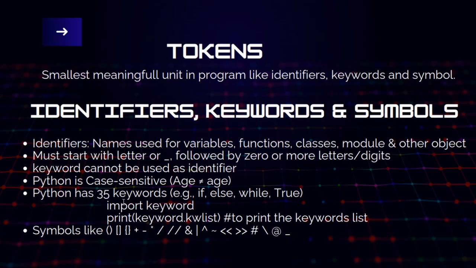Python has 35 reserved keywords, for example, if, else, while, True, False, and many others. To see the keywords list, first we have to import the keyword module and then print keyword.kwlist. Symbols used in Python: there are many symbols like simple brackets, square brackets, curly braces, plus, minus and many more.